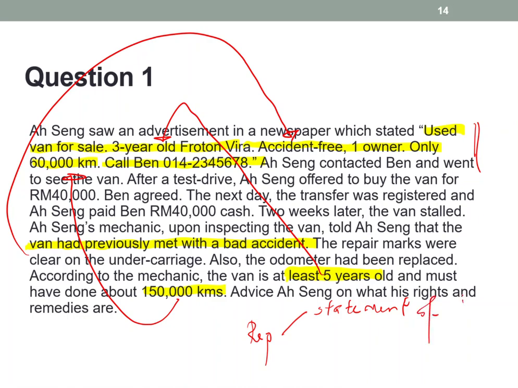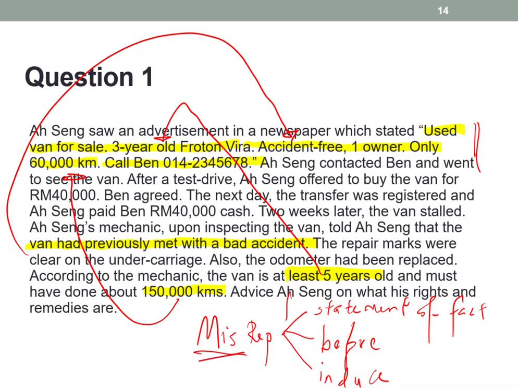Made before the contract is entered into, which induces the other person to enter into a contract. Now, we know from the facts over here that whatever was stated in the advertisement is not true. Since it's not true, what do you call this? Misrepresentation. Misrepresentation is a false statement of fact made before the contract is entered into, which induces the other person to enter into a contract.